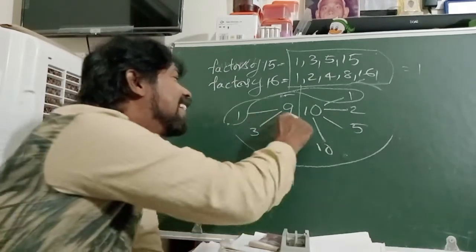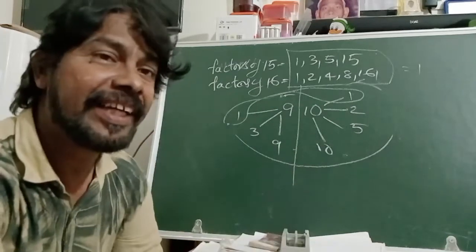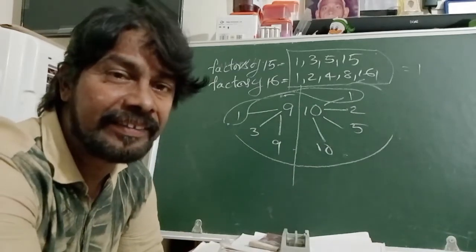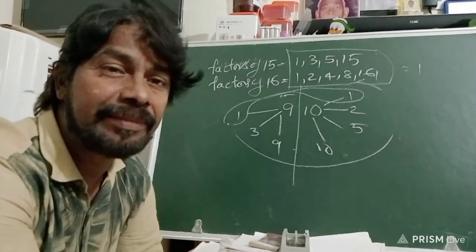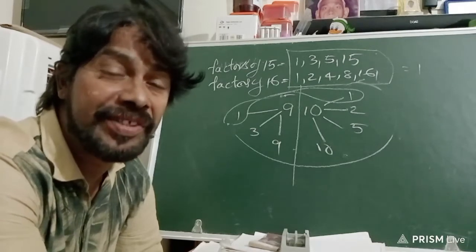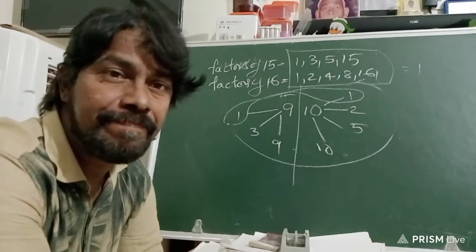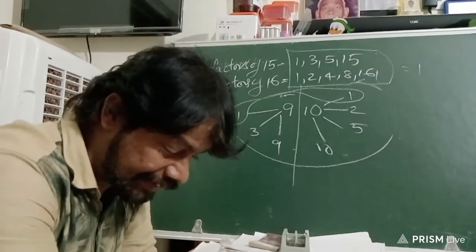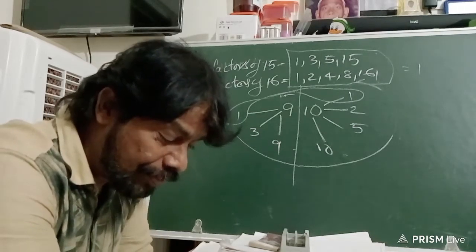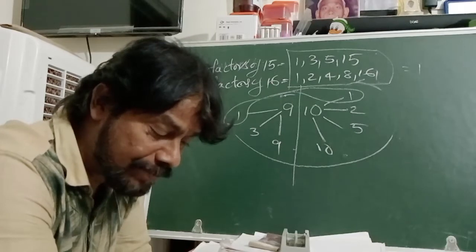So 9 and 10 are co-primes. If you take any two consecutive numbers, they must be co-primes to each other. Okay, now next: two prime numbers are always co-primes to each other.